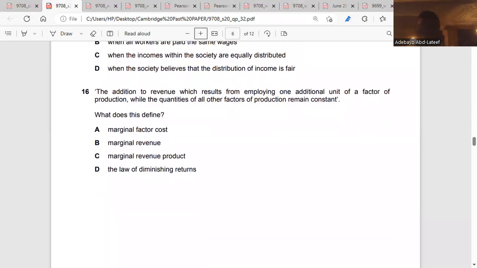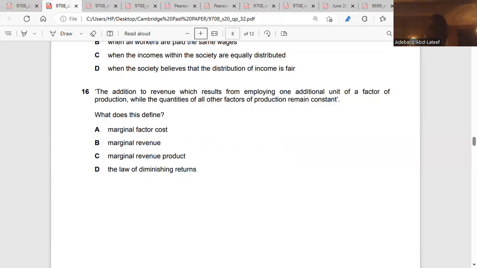Question 16. The addition to revenue which results from employing one additional unit of a factor of production, which can be labor or capital or enterprise, while the quantities of other factors of production remain constant. So if we are adding land, let's assume land, we leave labor, capital and enterprise separately. What does this imply?